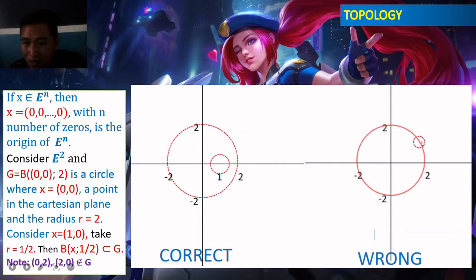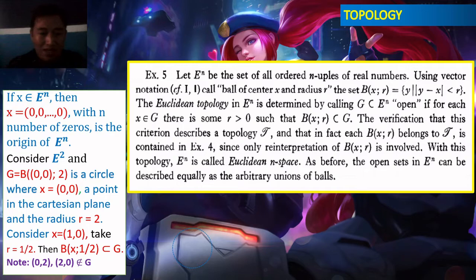the circle G. So therefore, that is wrong. Our G must be an open circle. G is an open circle, or an open ball is the term. Okay.